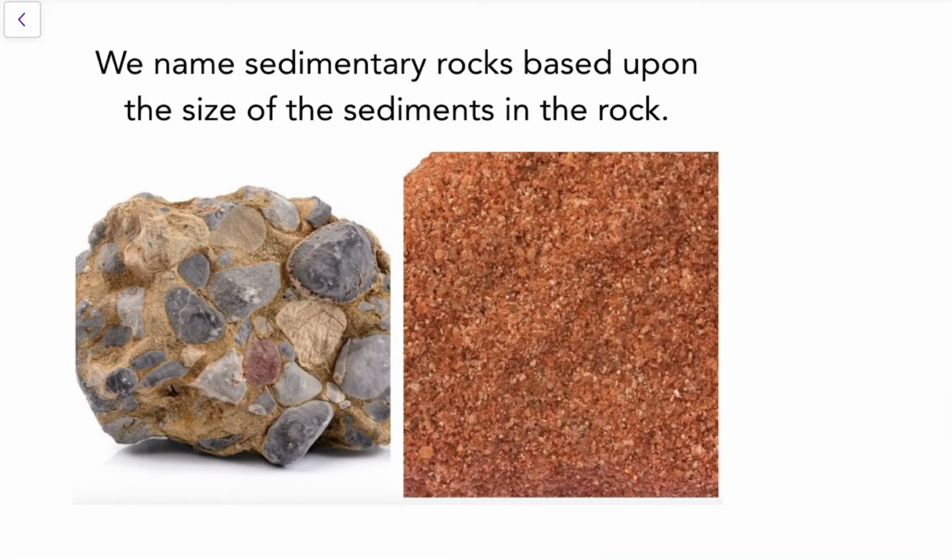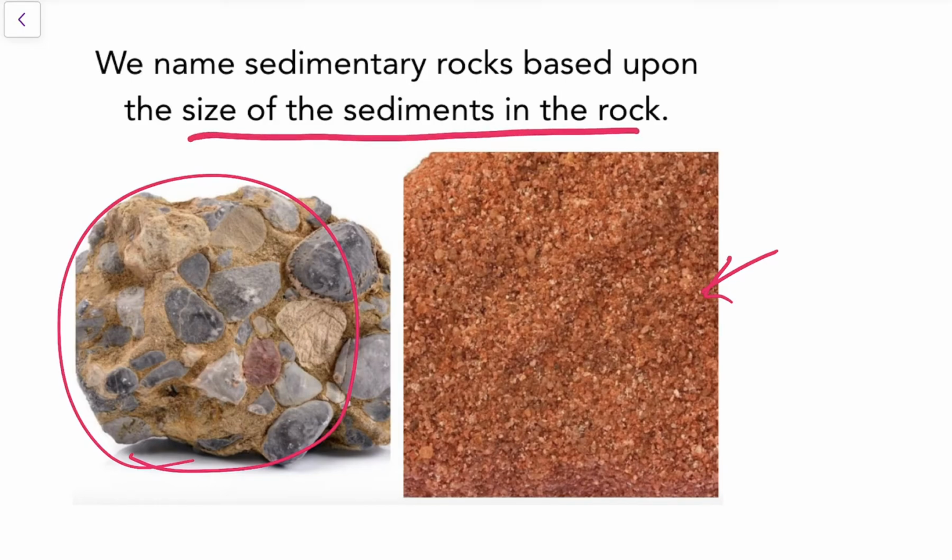We name sedimentary rocks based on the size of the sediments in the rock. Like I just said, in this rock on the left, some of those pieces aren't very tiny. They're pretty large pieces of rock, pretty large sediments that make up the rock. However, in other sedimentary rocks, such as sandstone or siltstone, there are very, very tiny pieces of sediment that make up the rock. So we can classify our sedimentary rocks based on the size of the sediments that make up the rock.